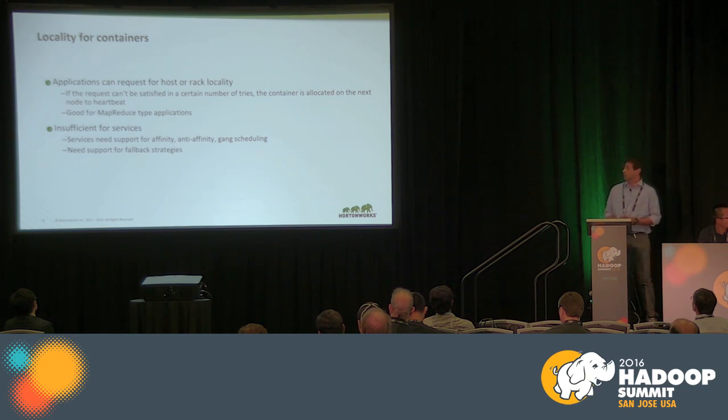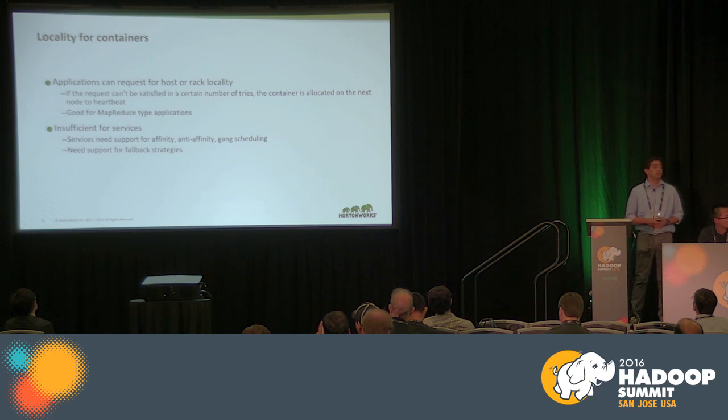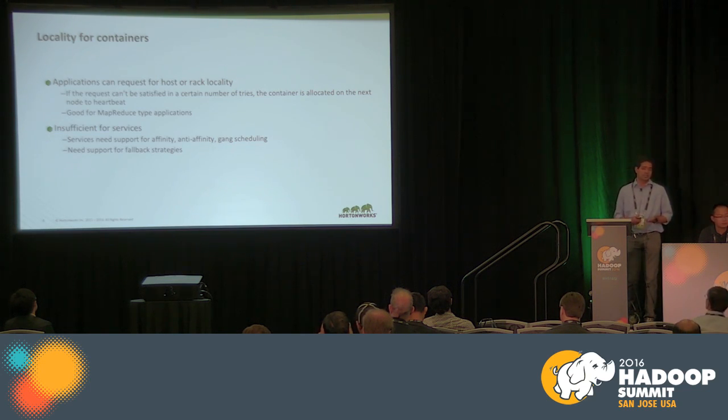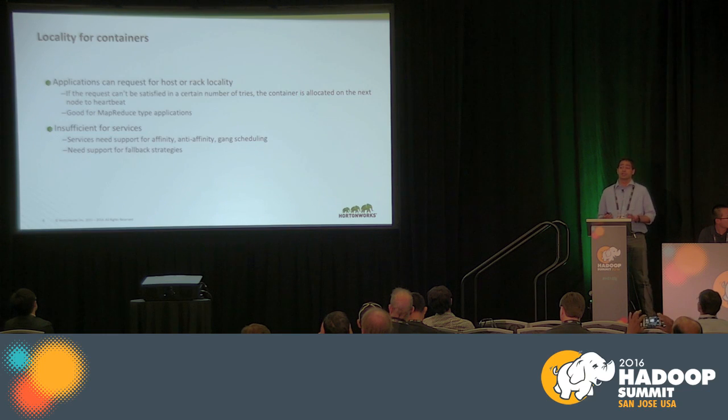This model doesn't translate well into services. In services, affinity and anti-affinity, for example, become a lot more important. If I'm running HBase, for example, I want to spread my region servers out. I really don't want 2 region servers running on the same machine.